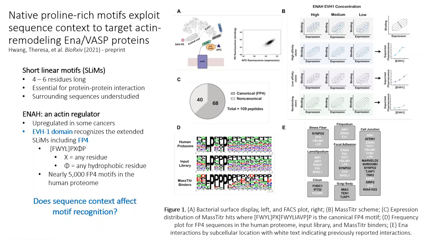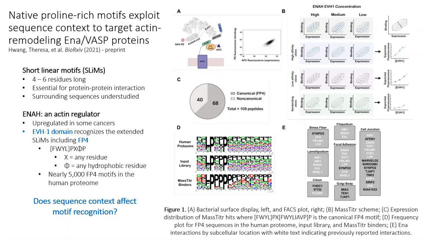So just a little vocabulary first. Short linear motifs, or SLIMs, are just 4 to 6 residue long sequences that are critical to protein-protein interaction. And while those residues within the actual motifs have been decently studied, it appears that the surrounding sequence and its contextual implications on that sequence recognition are not very well understood. So that's what they aim to do.